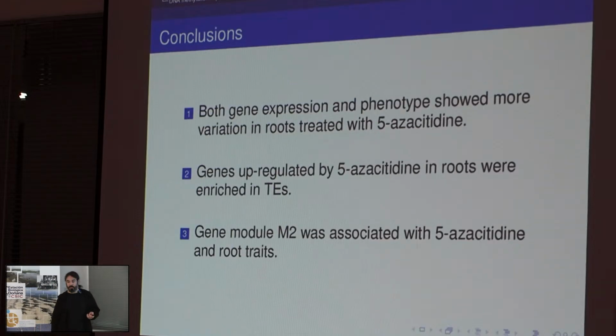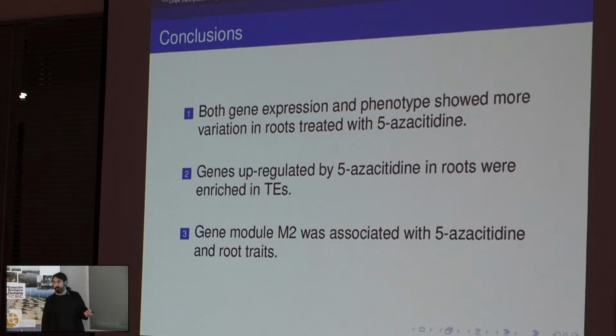So the conclusions of this study are that both gene expression and phenotype show more variation in roots treated with 5-azacitidine in Erodium cicutarium. The genes upregulated by 5-azacitidine were enriched in transposable elements, at least in the roots, and gene module 2 was associated with 5-azacitidine treatment on root traits.